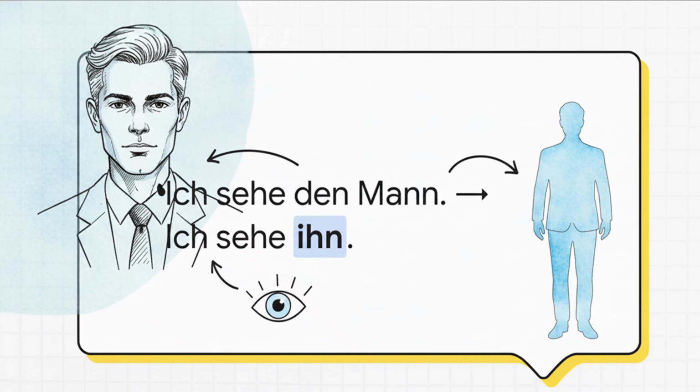Let's practice the accusative case with an example. Look at this sentence. Ich sehe den Mann, which means I see the man. When we replace den Mann with the pronoun, it becomes ich sehe ihn, which means I see him. Ihn is the accusative form of er. This is the pronoun we use when the person or thing is the direct object of the action. Notice how the pronoun changes its form from er to ihn when it becomes the target of the verb sehen, which means to see.